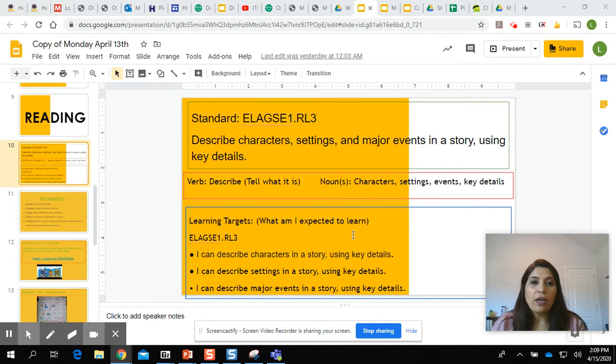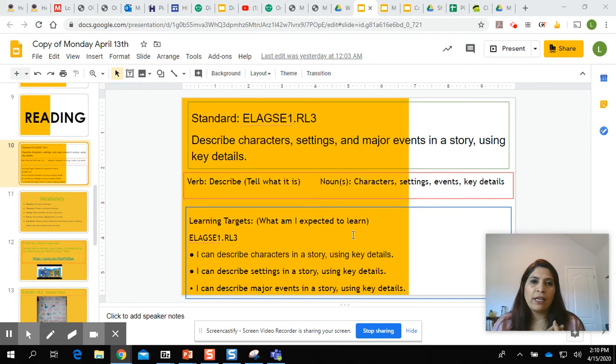All right, so our standard that we'll be covering today is: describe character settings and major events in a story using key details. Now, remember, boys and girls, every time we look at the standard, the first thing we need to do is deconstruct the standard. Deconstructing basically means that you have to look at each word and try to make sense of what the standard is asking you to do.